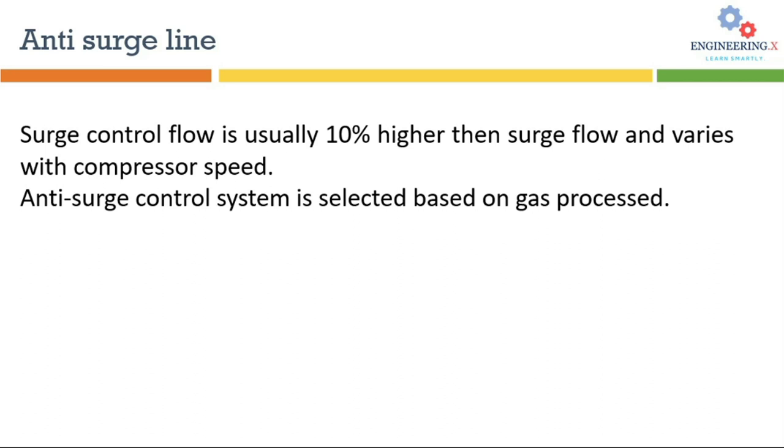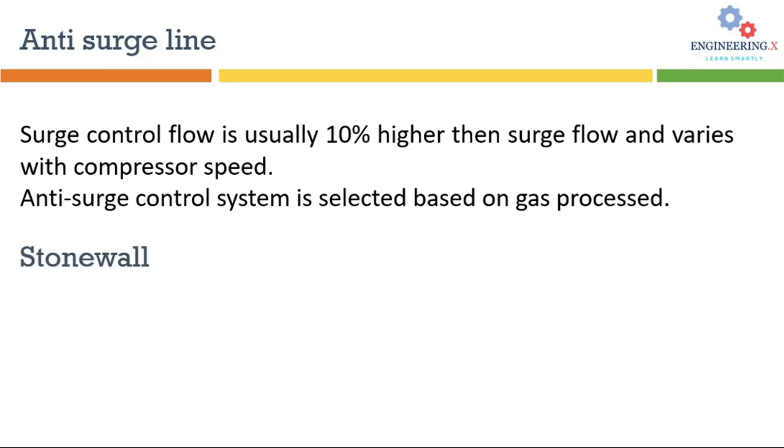And what is the anti-surge line? Surge control flow is usually 10% higher than the surge flow, and it varies with the compressor speed. There are very specialized anti-surge systems for different kinds of processes, and they mainly depend on the gas being processed. For example, if air is being processed, the discharge valve vent will go to the atmosphere. But if some hazardous gas is being processed, the vent will not go to the atmosphere, but will be sent back to the suction via two routes, hot bypass or cold bypass. We will learn these two in HYSYS, and you will see how these two routes help avoid surging of a compressor.